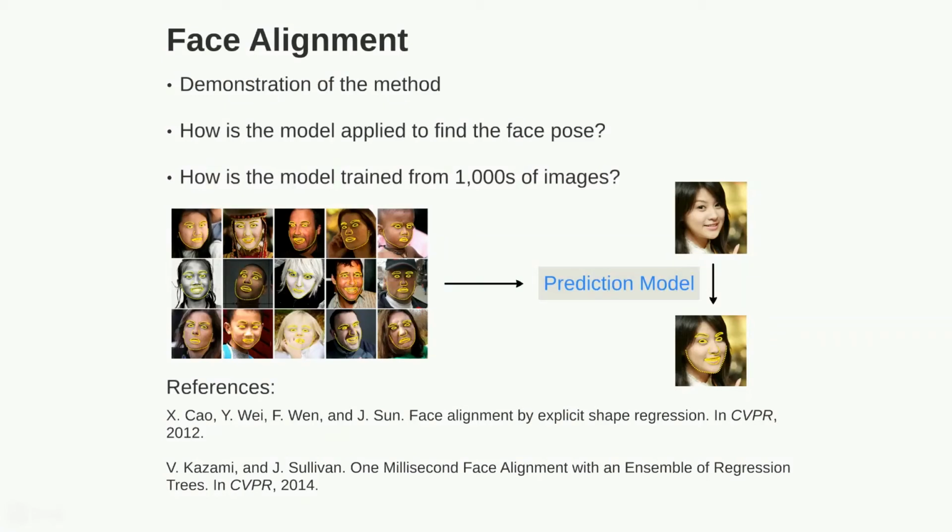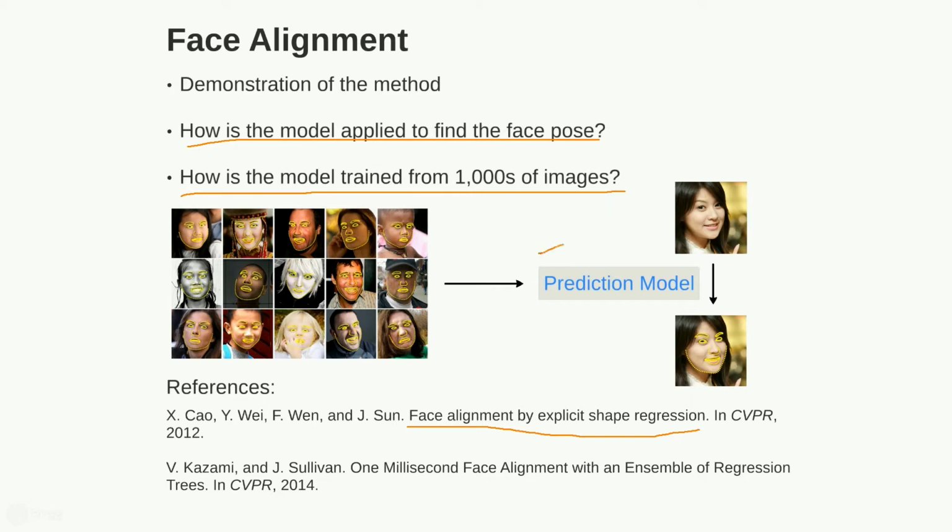Hi there, this is the second video of a two-video series on face alignment. We are introducing a method that solves face alignment by explicit shape regression, which is a method in the category of machine learning. In the previous video, we have talked about the testing stage, and in this video, we're going to focus on the training stage.